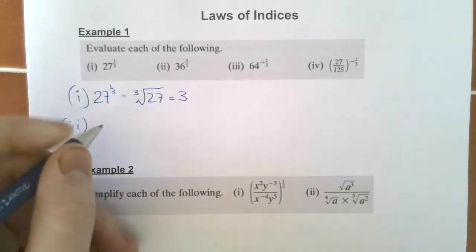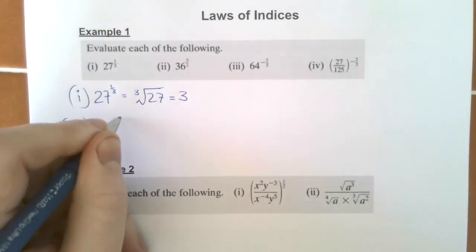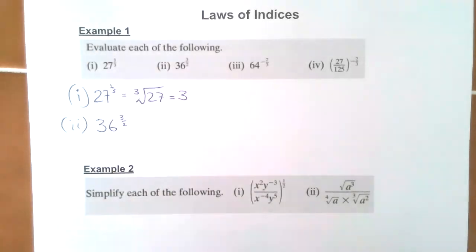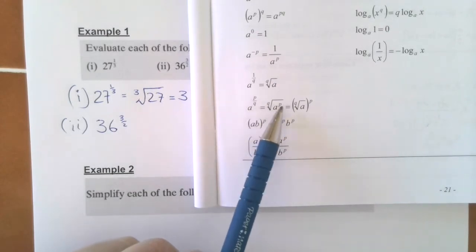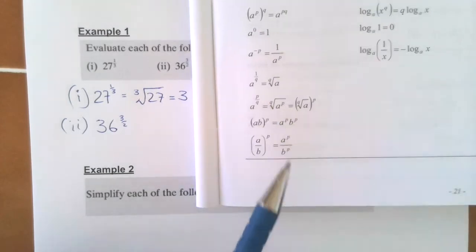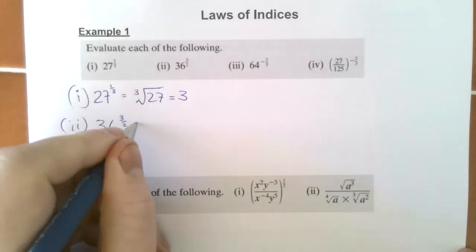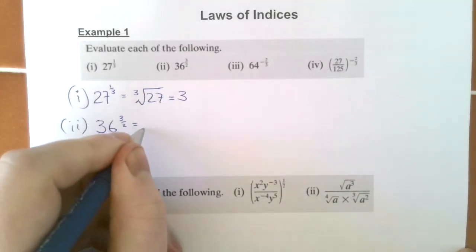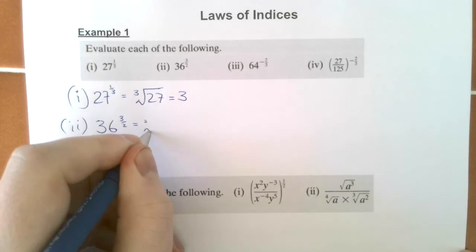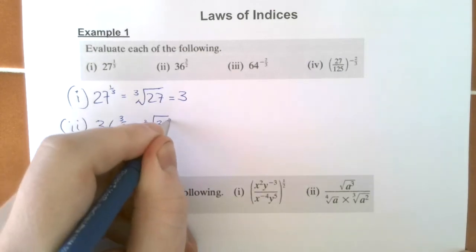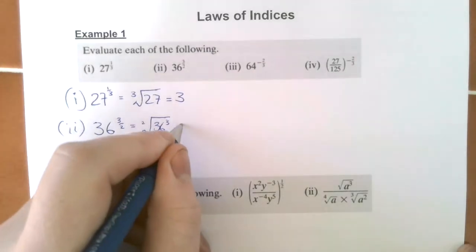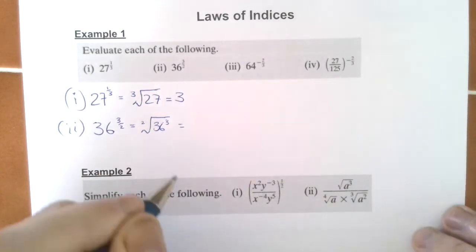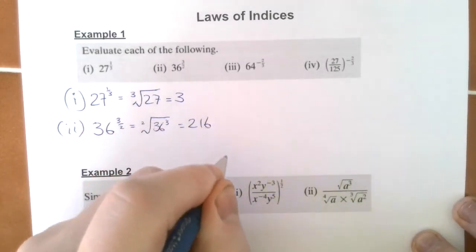Part 2, 36 to the power of 3 over 2. Now, using one of my laws of indices at the bottom, if something is to the power of p over q, the p goes on the inside and the q goes on the outside. So it is in fact going to be equal to the square root of 36 cubed, which we know is equal to 216.